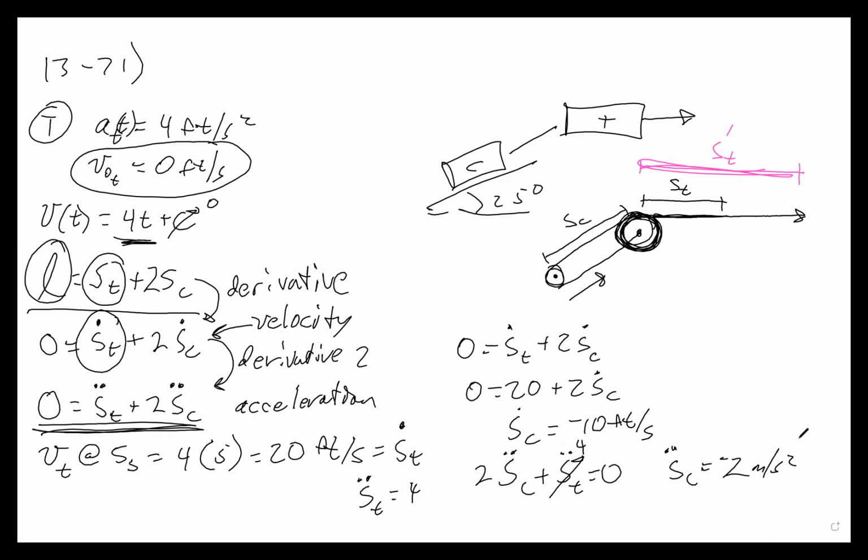And that's the answer. The car's speed at 5 seconds is negative 10 feet per second, and the car's acceleration at time 5 is negative 2. Now, wait, I thought that the truck was moving to the right and the car should be moving to the right as well. Well, yes, but the negative is slightly misleading. You do have to kind of know that since the car is on an incline, it's not even really moving horizontally in the first place.